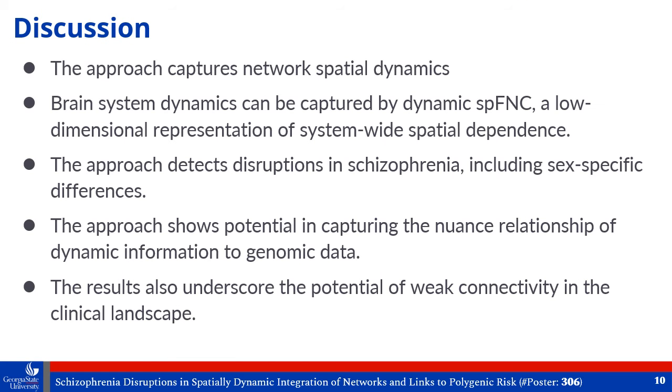To sum up, we introduce an approach capable of capturing network spatial dynamics. We observe that brain system dynamics can be captured by dynamic spatial functional network connectivity, a low-dimensional representation of system-wide spatial dependence. The approach detects disruption in schizophrenia, including sex-specific differences. The approach shows potential in capturing the nuanced relationship between dynamic information and genomic data, and the results also underscore the potential of weak functional connectivity in the clinical landscape.